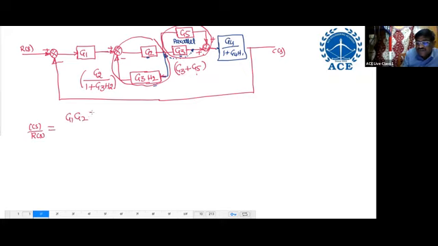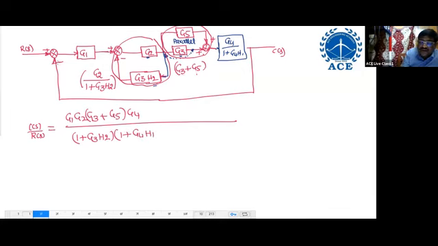G1, G2, G3 plus G5 into G4 divided by 1 plus G3H2 into, again this block gain, 1 plus G4H1. Again, all these blocks are unity negative feedback. Minus means plus. Numerator term as it is in the denominator.